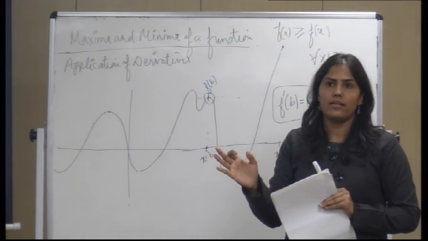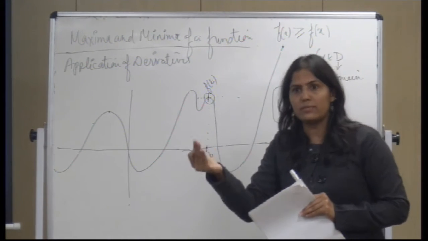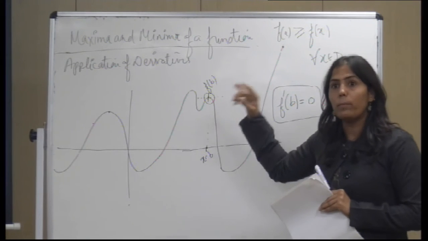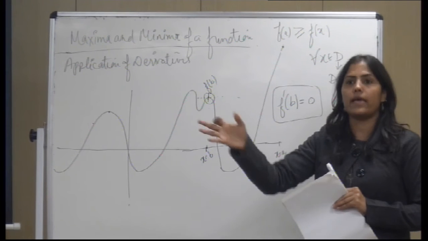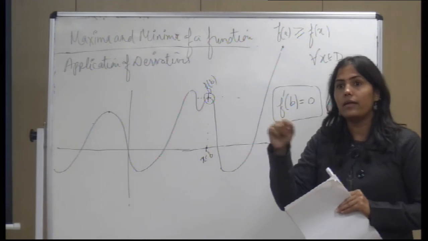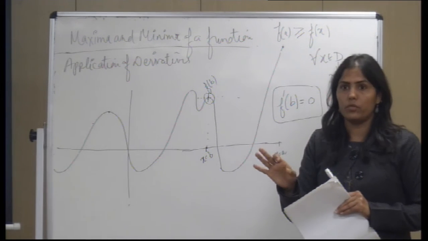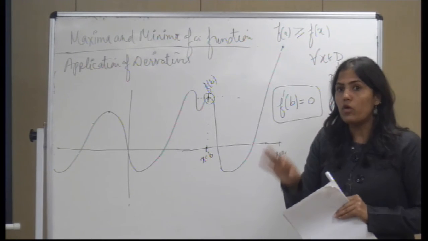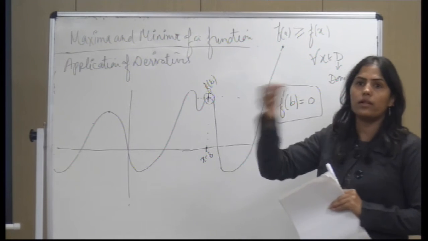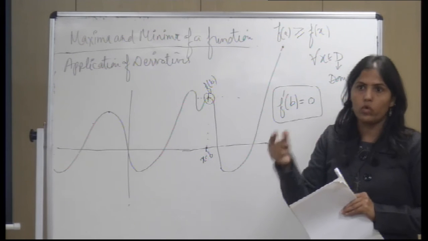Are you getting it? If at that point the function has a maximum value or minimum value, the derivative will be 100% 0. But in case at a point you are getting derivative 0, then you cannot say that at that point the function will have either a maximum value or a minimum value. So this is the necessary condition for a point to be an extremum point. We call those maximum or minimum points extremum values also. Okay, this is another name.